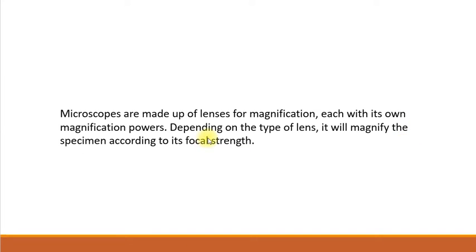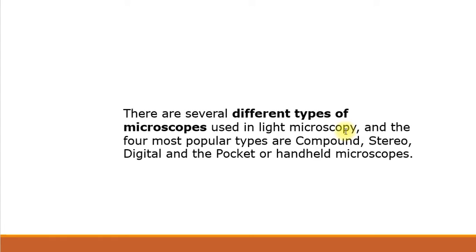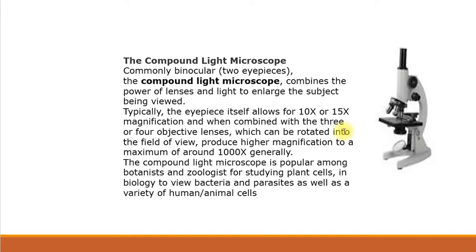Then microscopes are made up of lenses for magnification, each with its own magnification power, and depending on the types of lenses, it will magnify the specimen according to its focal length. So we will see there are several different types of microscopes used in light microscopy, and the four most popular types are compound, stereo, digital, and the pocket, or as we also call it, handheld microscopes. We will see all these microscopes one by one in further slides.